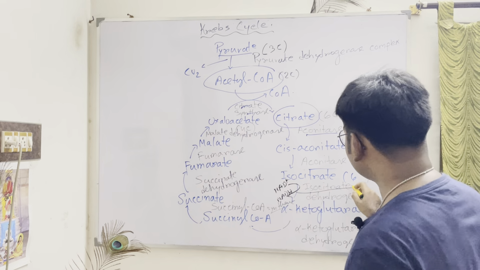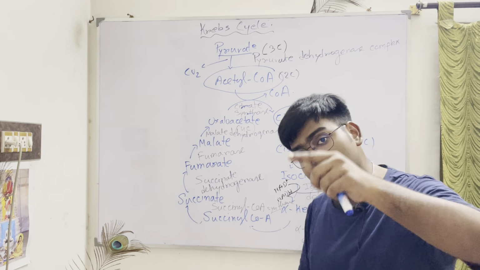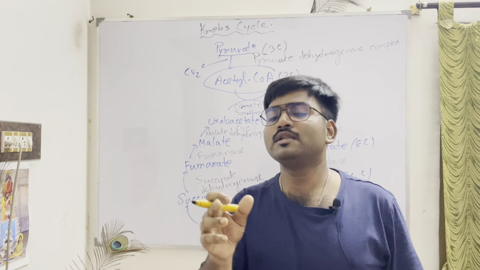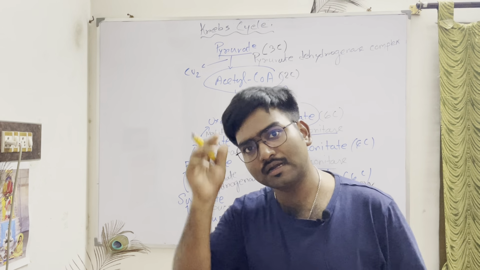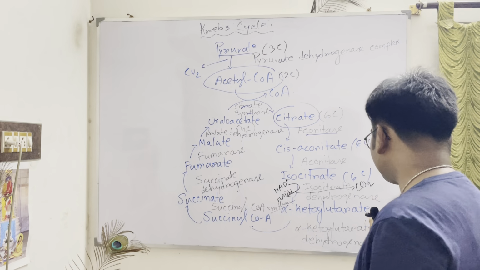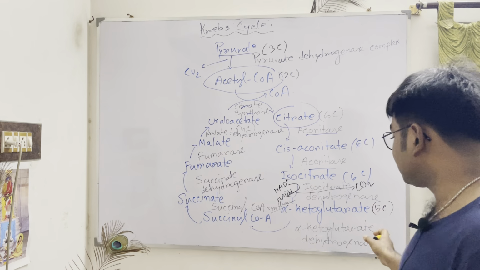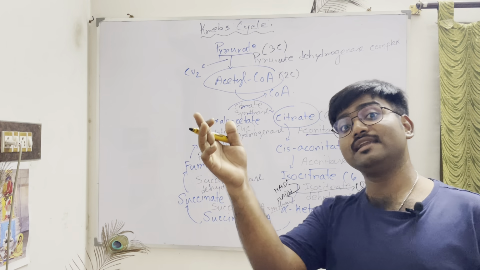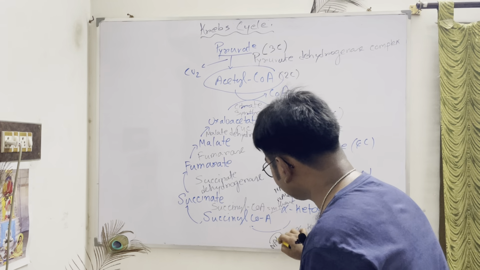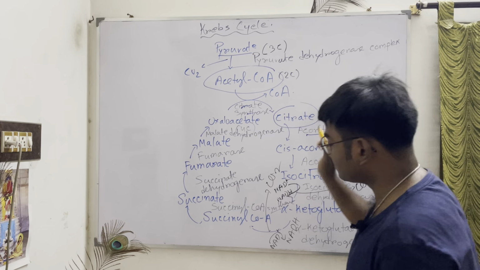Very important step: via isocitrate to alpha ketoglutarate, 1 CO2 is released. Now if 1 CO2 is released, how many carbons will remain? There were 6 carbons, 1 carbon went outside. Then alpha ketoglutarate is a compound made up of 5 carbons. Okay, again you can see the name of the enzyme, alpha ketoglutarate dehydrogenase. Dehydrogenase means again NAD plus will be converted into NADH, and also 1 CO2 is released.